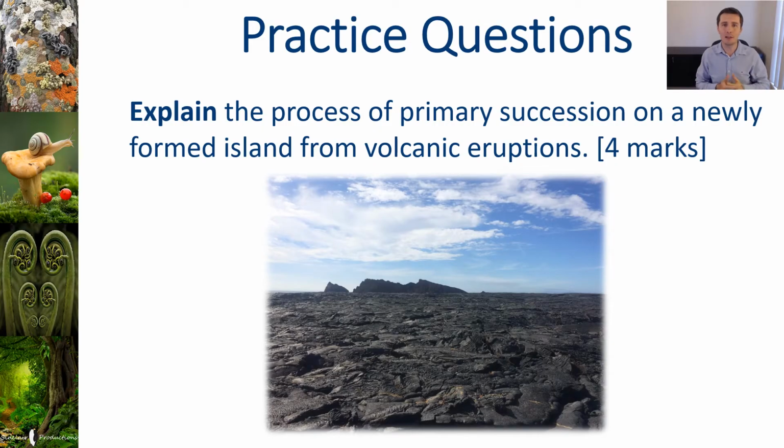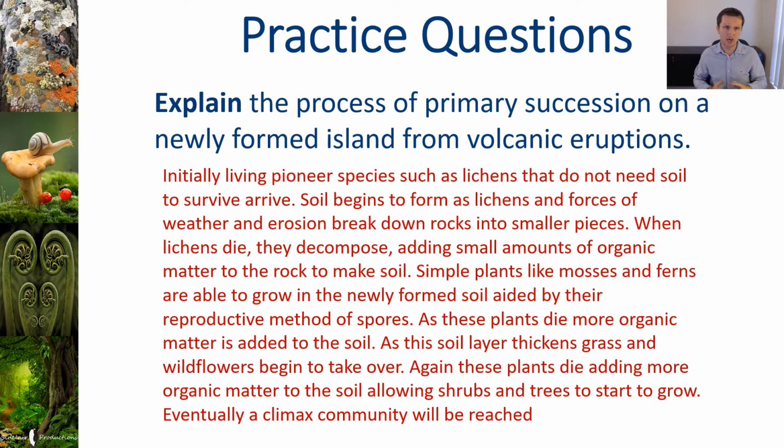So to start with, let's do a quick recap to make sure that you understand what was covered last lesson or last video. So the first practice question is to explain the process of primary succession on a newly formed island from volcanic eruptions. So this is going to be worth 4 marks. So obviously pause the video now if you want to have a go, and then I'll go through a bit of an answer on the next slide. So make sure you do have a chance to have a go or think through yourself.